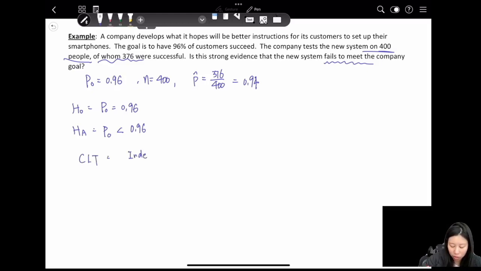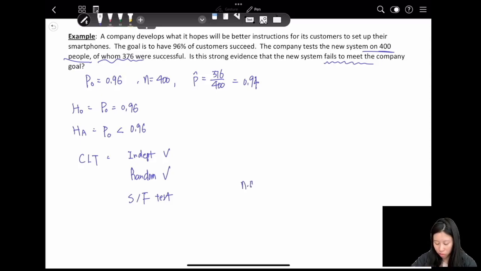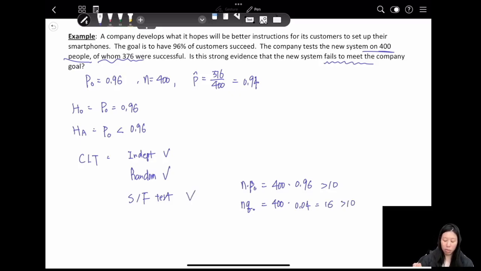So independence, check. Randomization, check. Success and failure test. Okay, so let's take a look. N times p naught equals 400 people times p naught, which is 96, is greater than 10, definitely greater than 10. And then n times q naught, the failure test, which is 400 times 0.04 equals 16, greater than 10. So that means they pass the success and failure test.